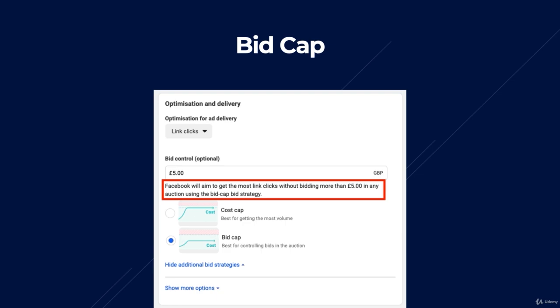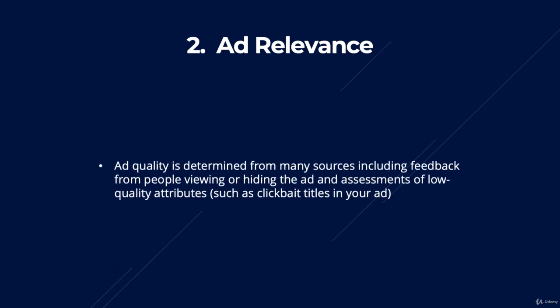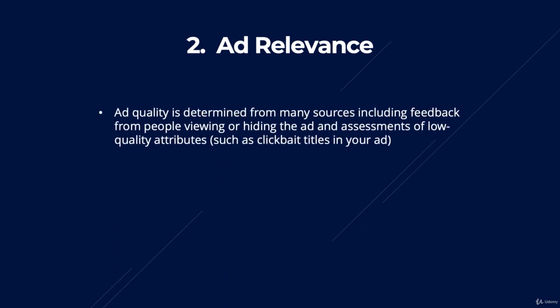The second thing, which has a big impact on whether your ad is going to show or not, is what we call ad relevance. Facebook's ad system is designed to maximize value for people and businesses as well. As a result, higher quality ads perform better in the auction. Ad quality is simply a metric which Facebook uses to determine how good an ad is, aka is it high quality or is it low quality. Ad quality is determined from many sources, including feedback from people viewing or hiding the ad and assessment of low quality attributes such as clickbait titles with your ad.